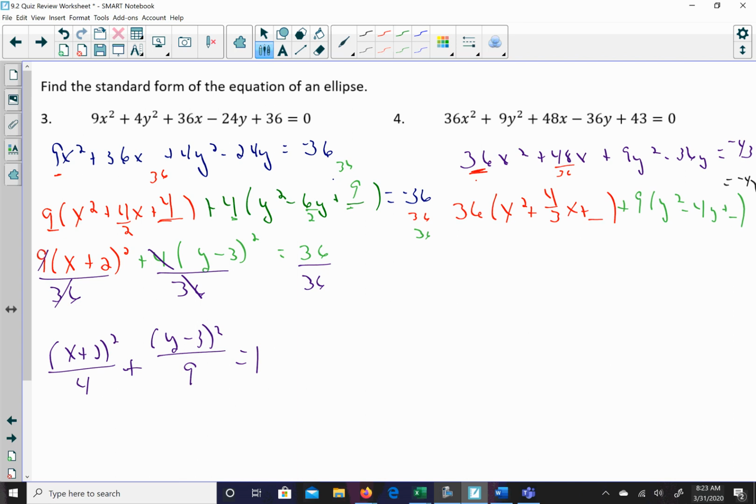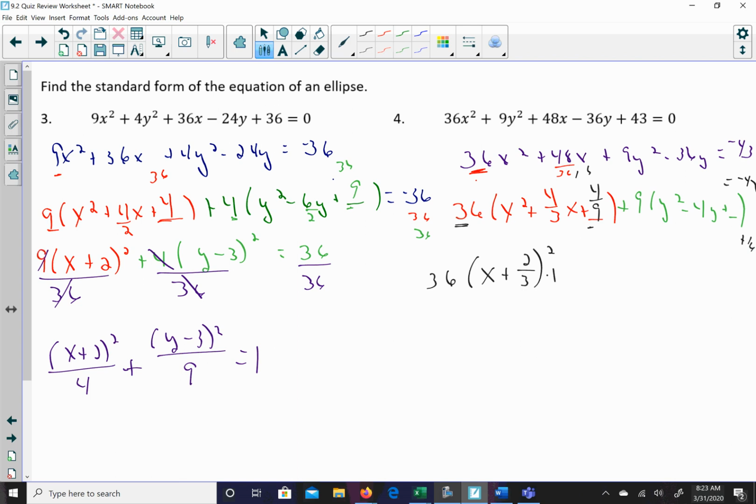I'm bringing down this 36. Here's x, here's a plus. Half of 4/3 would be 2/3. 2/3 squared, well, 2 squared is 4, 3 squared is 9, so that's 4/9. But what I really add to this side is 36 times 4/9, which I believe will be 16, which means I'm going to add 16 over here.